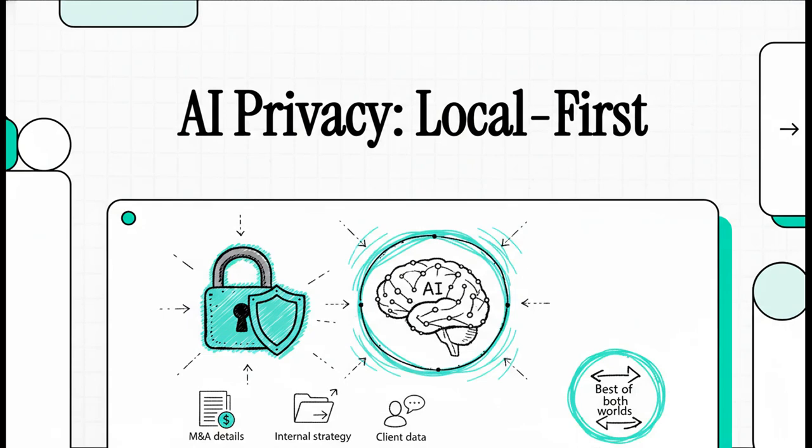Okay, so if you're a professional, you've probably felt this tension, right? You want to use these incredibly powerful AI tools, but you're also dealing with confidential client data, secret M&A details, or your company's internal strategy. Well, the good news is you can actually have the best of both worlds, and the key to it all is a local-first approach to privacy.